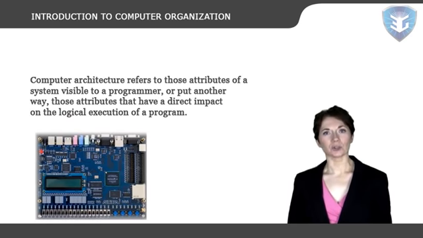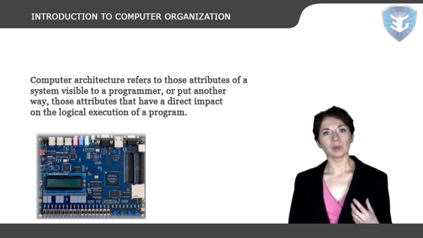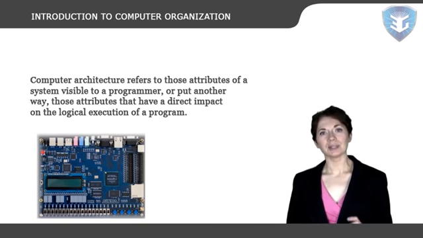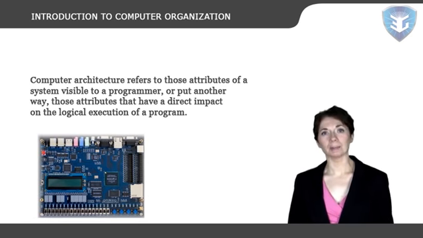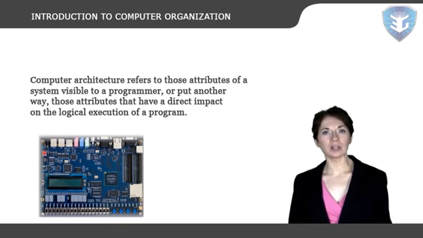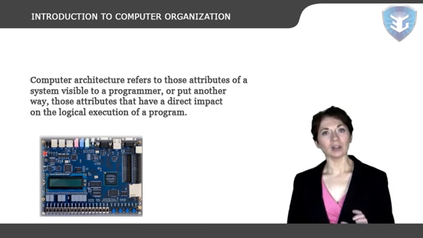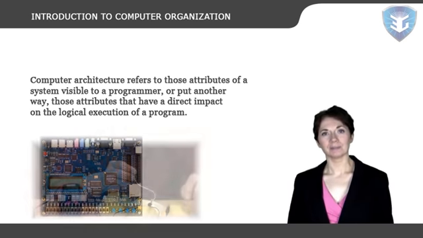Computer architecture refers to those attributes of a system visible to a programmer, or put another way, those attributes that have a direct impact on the logical execution of a program. Computer organization refers to the operational units and their interconnection that realize the architecture specification.